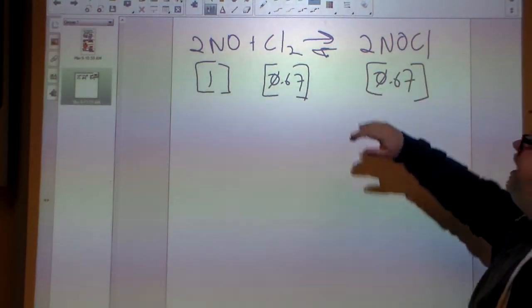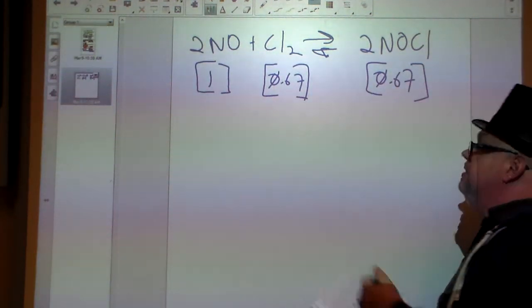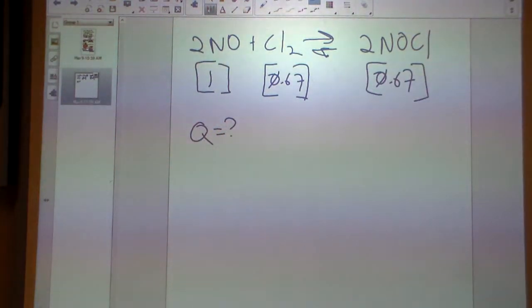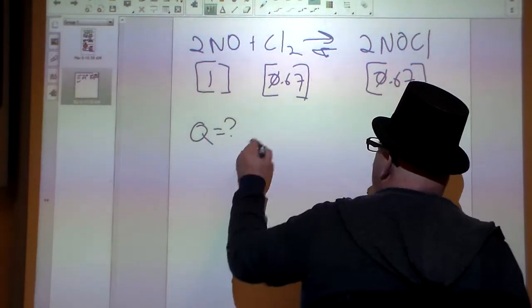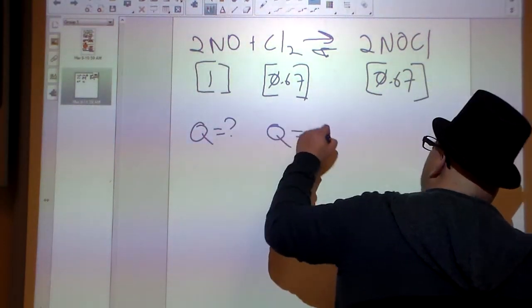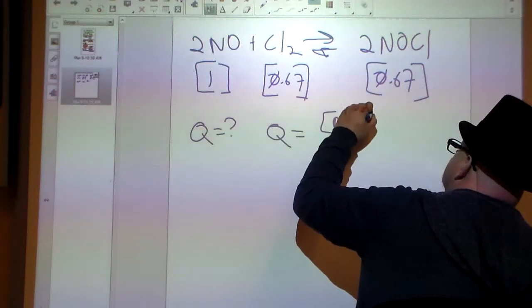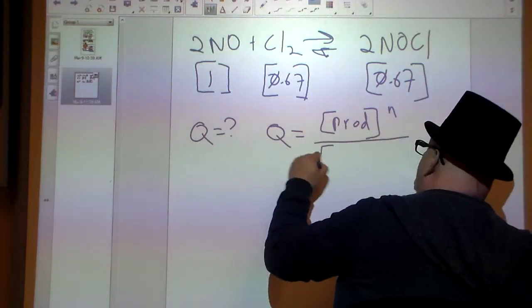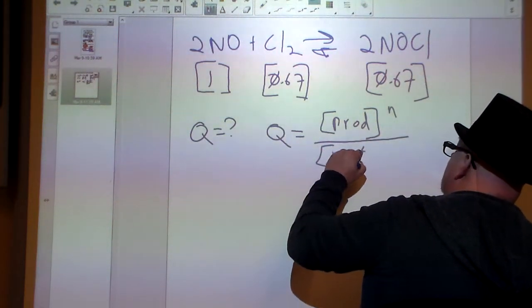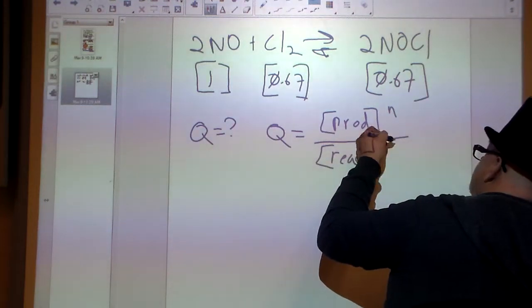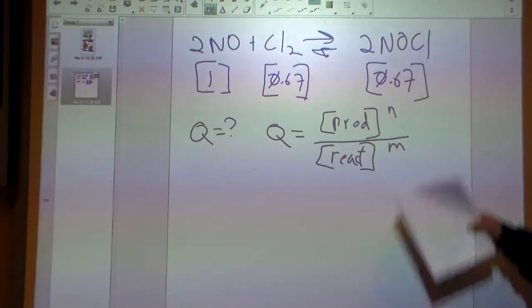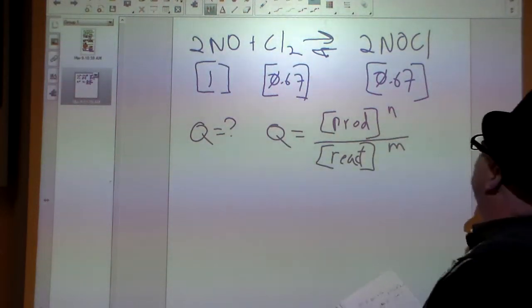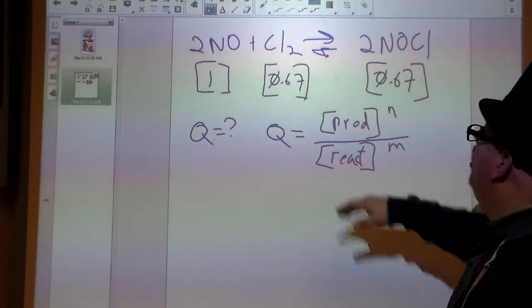So we're going to work through it, they gave us that. Now, of course, the question comes down to: what is Q? How does it relate to K? Well, remember that Q is going to equal the concentration of the products raised to some number N over the concentration of our reactants raised to some number M. It doesn't matter which letters you use. The idea is the coefficient. That's the important thing. So, our product divided by our reactant.